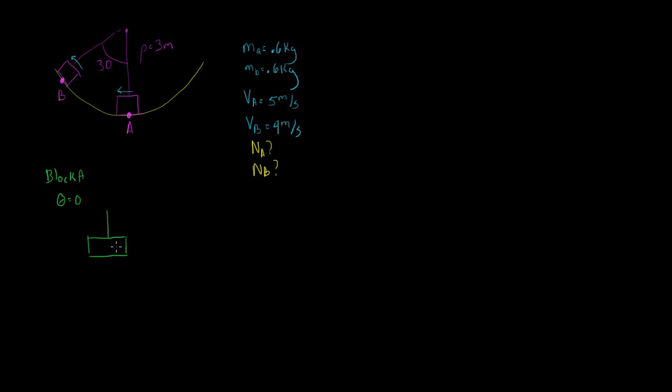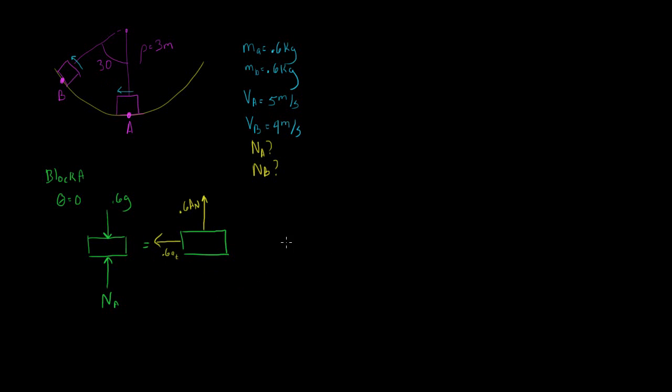all we have acting down is its mass, its weight, which is mass 0.6 times gravity, so 0.6 g, and we have a normal force acting upwards. And this is going to be N sub A. So this is going to be equal to a kinetic diagram where we say it has a mass times acceleration in the normal direction, so 0.6 times the acceleration in the normal direction, and because it's moving to the left, we're going to say it has 0.6 times acceleration in a tangential direction.